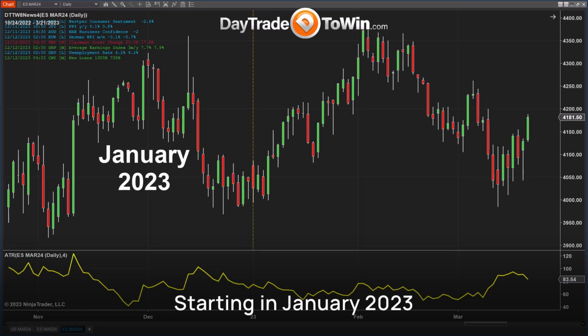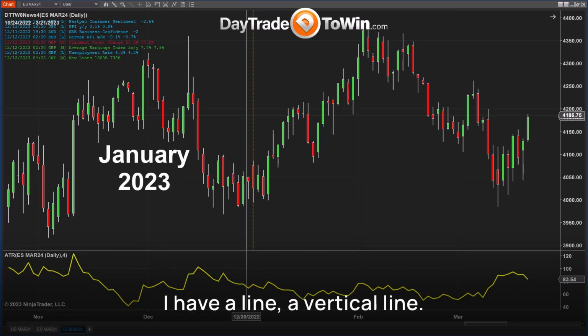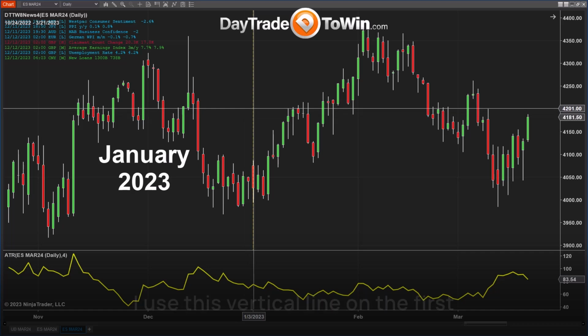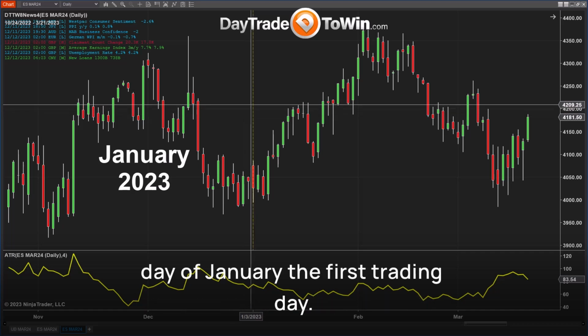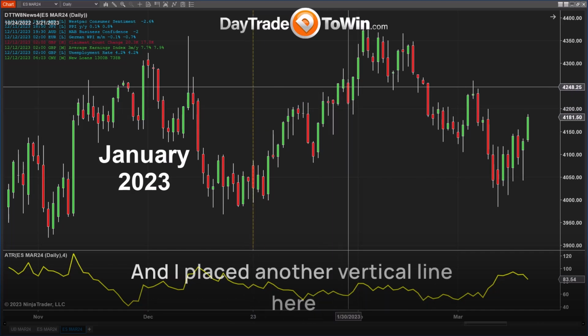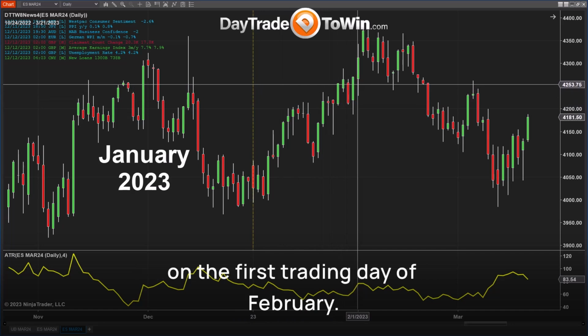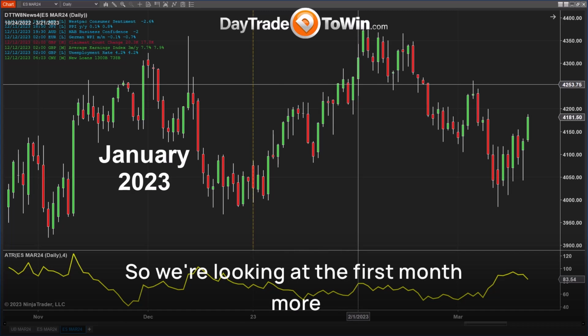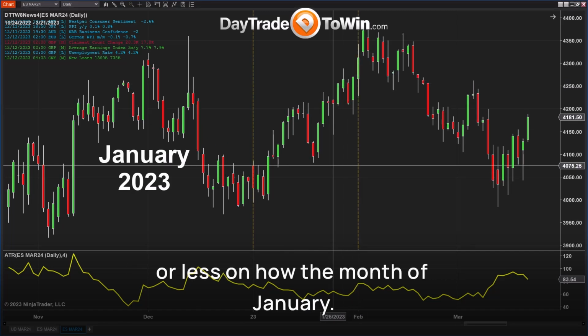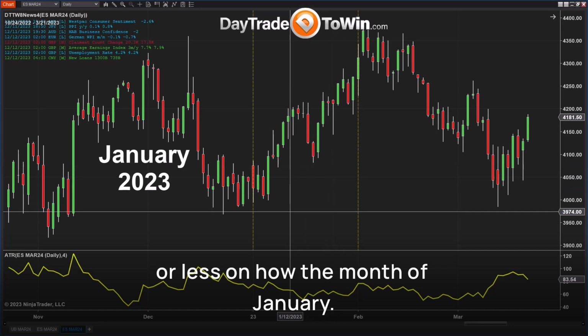Starting in January 2023, I have a vertical line. I use this vertical line on the first trading day of January, and I place another vertical line here on the first trading day of February. So we're looking at the first month, more or less, on how the month of January traded.